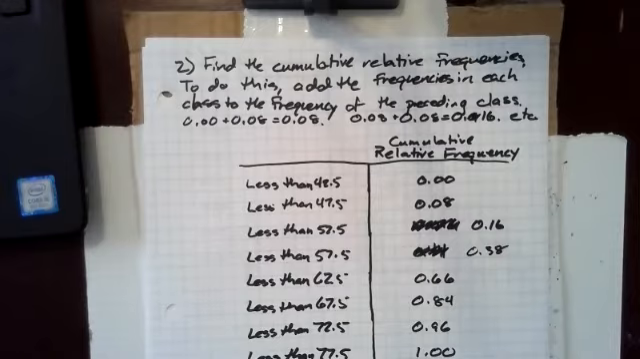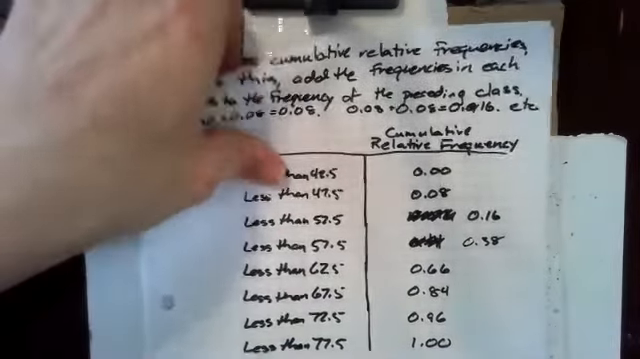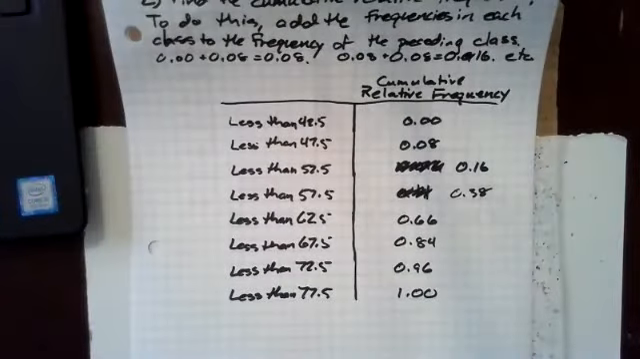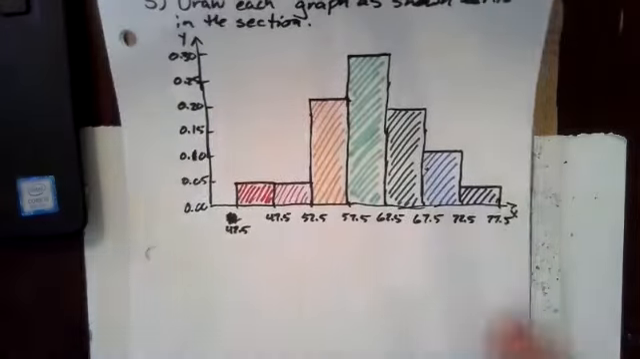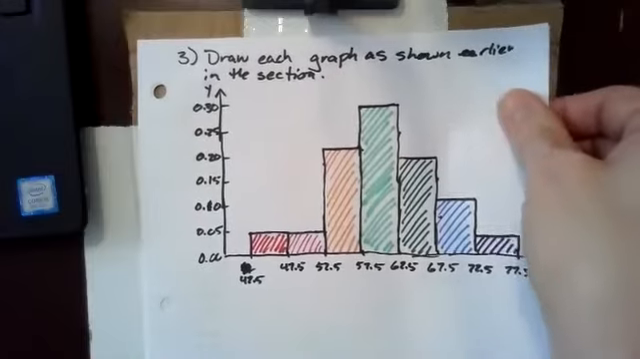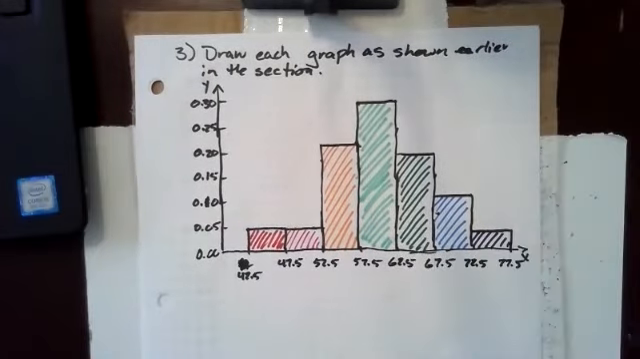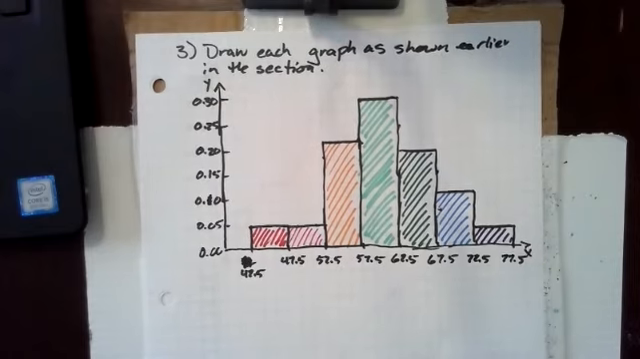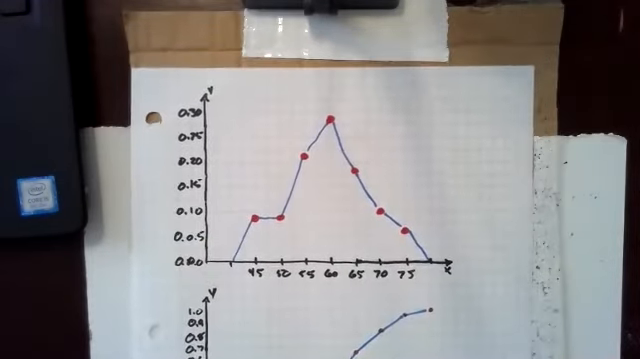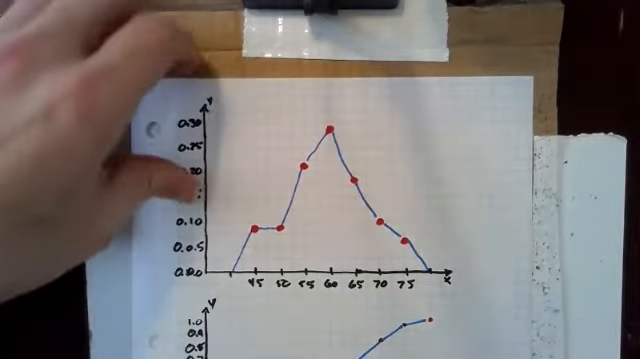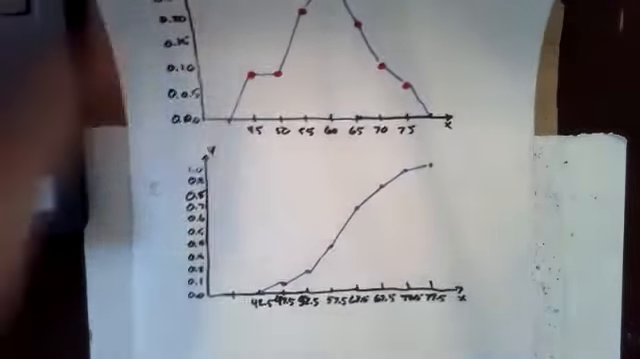So that should just be 0.16. And here is the cumulative relative frequency table. Now we draw each graph as shown earlier in the section. So here is our histogram. Here's our frequency polygon. And down here is our ogive.